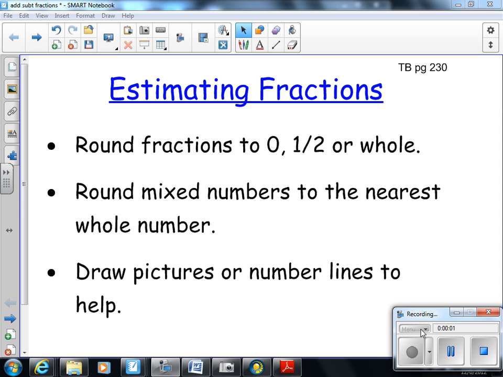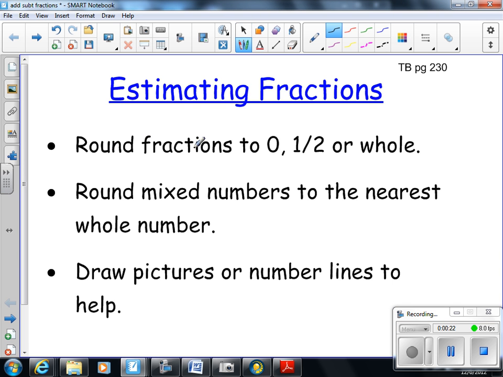Estimating fractions. Now our new unit is going to be over all the fraction operations: adding, subtracting, multiplying, and dividing fractions. So the first thing we're going to look at today is how do you estimate fractions? If a fraction is a proper fraction, in other words, if it's like a half, 2/3, 3/4, 5/17, these are what I'm talking about when I say round fractions.